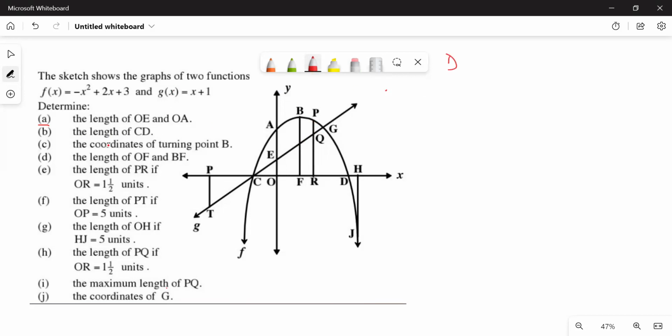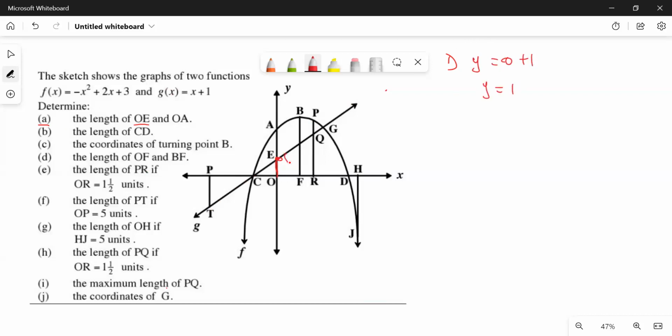Number one, they say A, determine the length of OE. OE, it's from here to here. What is happening here at E, Jane? It's the y-intercept, no? Now, it's the y-intercept of which line? We should be careful here. We have two lines here. Is it the y of F of x or G of x? G of x. So you're going to look for the y-intercept. Then you say y is going to be 0 plus 1. And then y is going to be equal to 1.